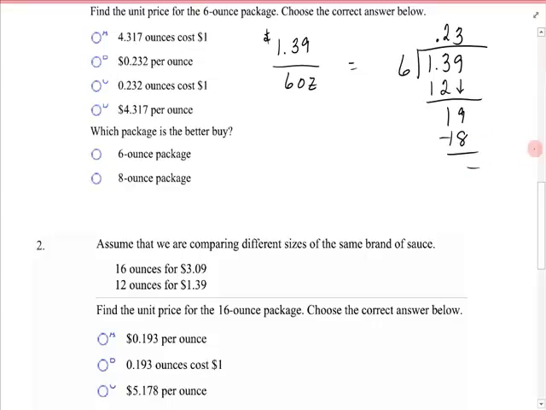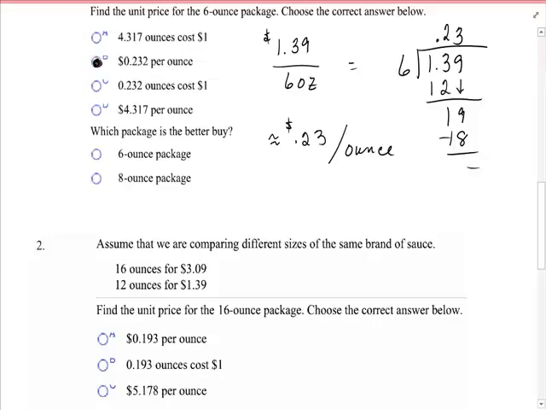I'm going to stop the problem. I know I could continue to add zeros, but this is approximately 23 cents per ounce, because it was money on top. So that's money on top. Money, 0.23, and then they must have gone out one more decimal place, per ounce.